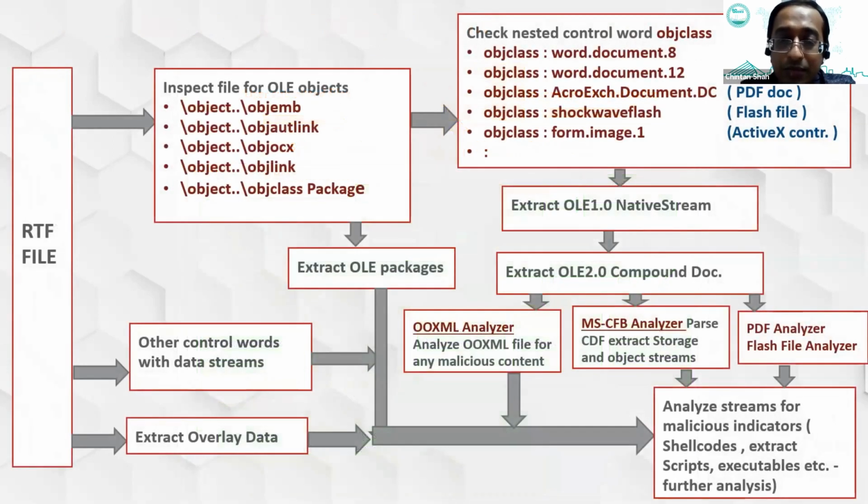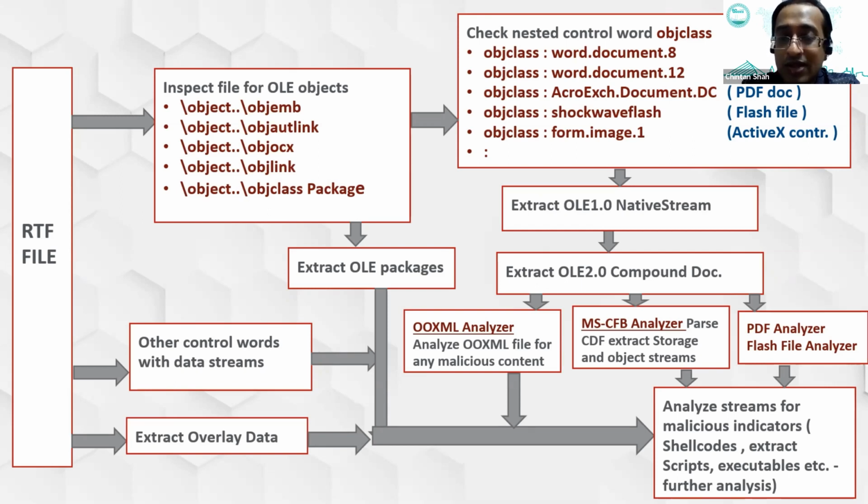So this is the flow diagram, a little bit more detailed. We want to inspect the OLE objects. So we want to look at all the OLE objects: OLE EMB, objemb, autolink, OCX, and others. You want to look at objclass, which is a package. And out of that, we want to look at many other objclass arguments as well. We want to look at what are Document.8, Document.12, and AcroExch.Document.DC, which basically means a PDF document. So based on the objclass, we could extract the relevant file and then forward it to the respective modules.